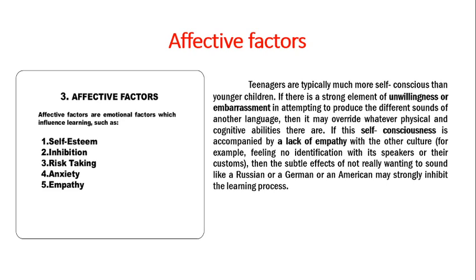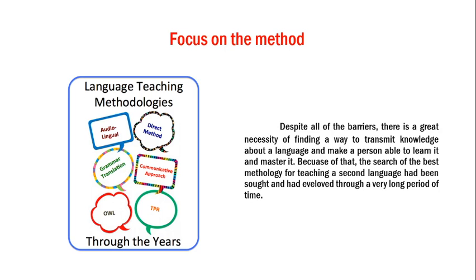The affective factors. Teenagers are typically more self-conscious than younger children. If there is a strong element of unwillingness or embarrassment in attempting to produce the different sounds of another language, then it may override whatever physical and cognitive abilities there are. If this self-consciousness is accompanied by a lack of empathy with the other culture, for example, feeling no identification with speakers or their customs, then the subtle effects of not really wanting to sound like a Russian or a German or American may strongly inhibit the learning process.